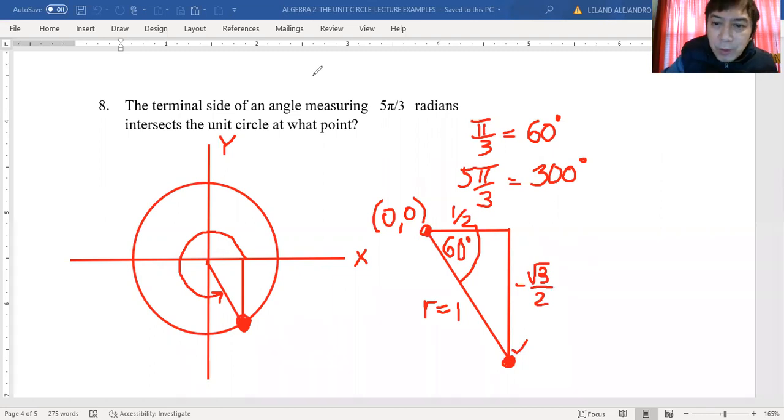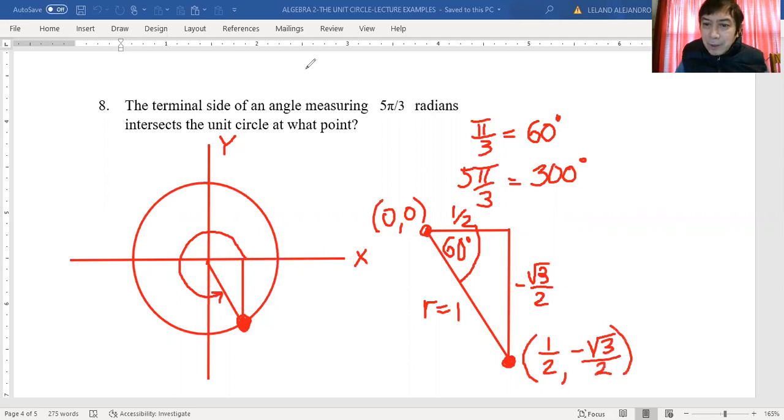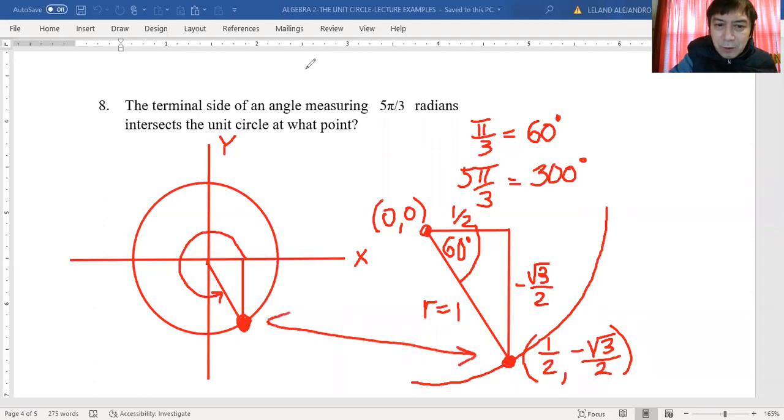All right, what are those? We shall write it down here. The x is the positive 1/2, and the y is a negative square root of 3 over 2, there. That's the coordinates of that point. Imagine the circle is here, like that. It's supposed to be like that, I just made it larger. So the coordinate of that point is 1/2, negative square root of 3 over 2. And this is the answer.